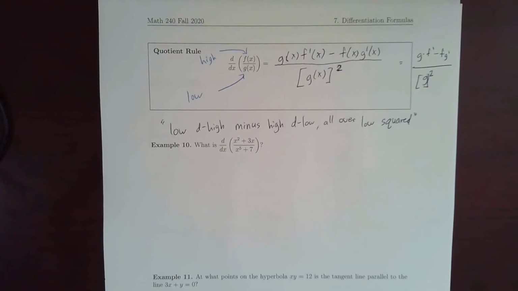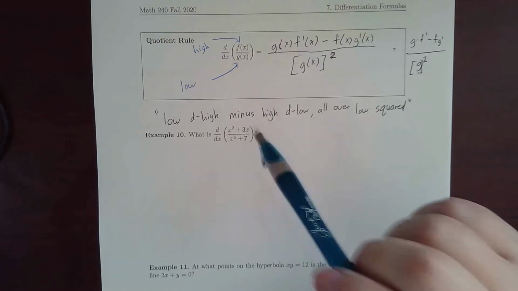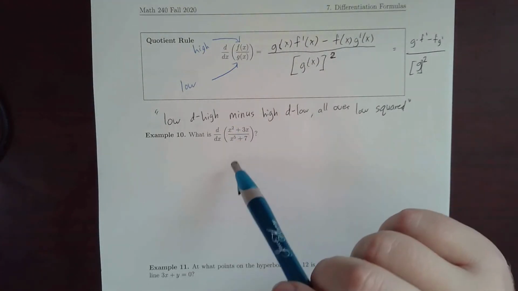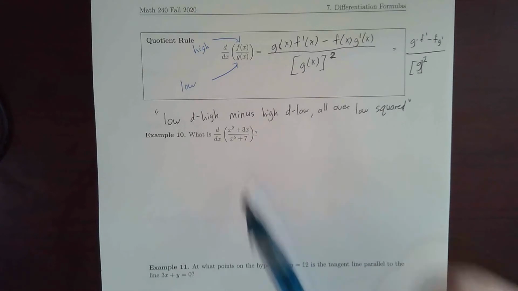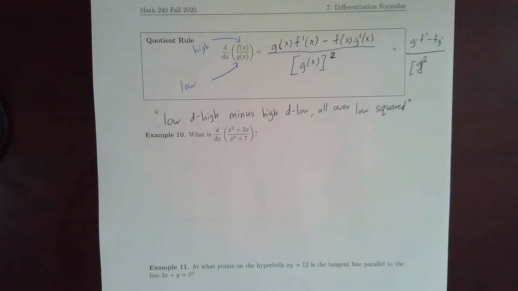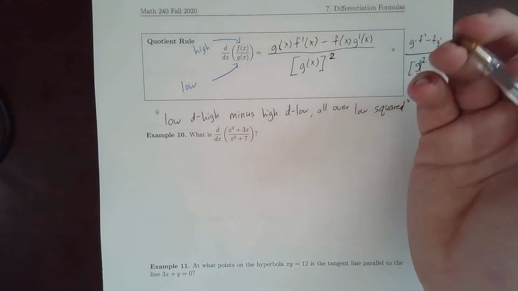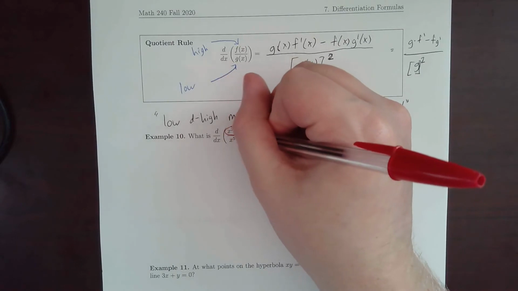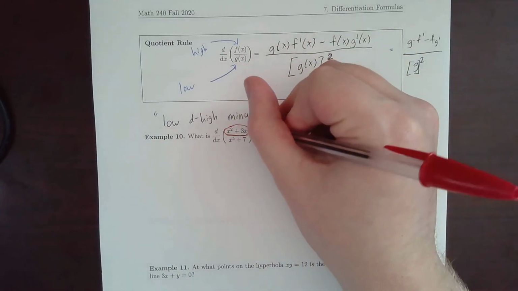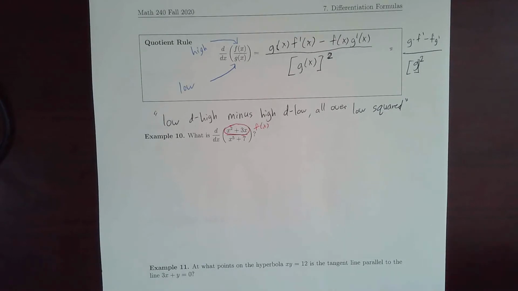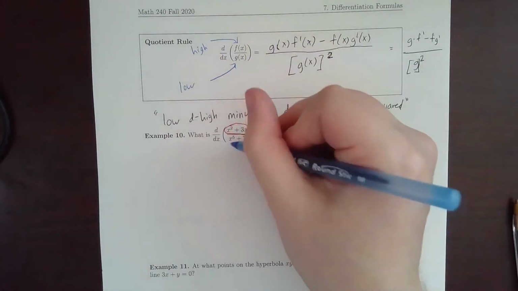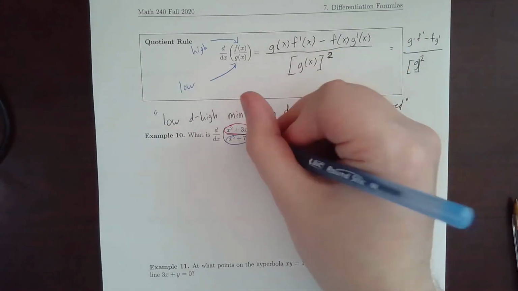Alright, so let's say we wanted to find the derivative of x squared plus 3x over x to the fifth plus 7. It's not something where we can very easily figure out what we should be doing to divide or factor or some way to reduce this to make it something we can take the derivative of normally. So we want to have our high function, our f of x, and our low function, g of x.